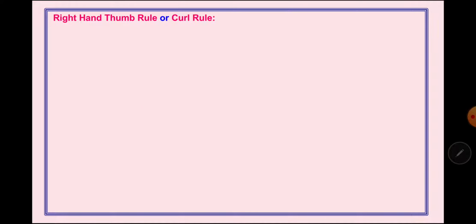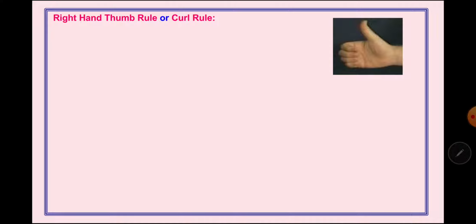Okay, then next one is the right hand thumb rule or curl rule. Students, this rule is most commonly used to find out the direction of magnetic field due to a straight conductor. So let us see what this rule is about. So this rule states that if we hold a straight current carrying conductor in a right hand, so that our thumb is in the direction of current. So as you can clearly see in the diagram, if we are holding the current carrying conductor in a right hand, so that thumb is in the direction of current, then the curl of the fingers of the right hand will give us the direction of magnetic field lines.